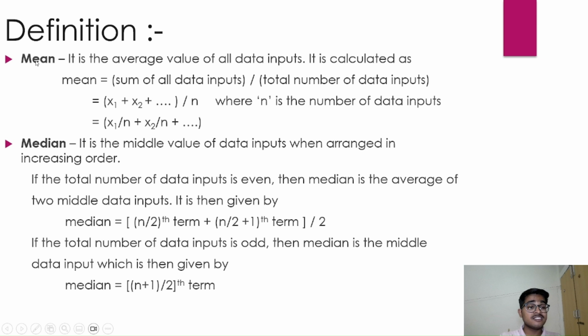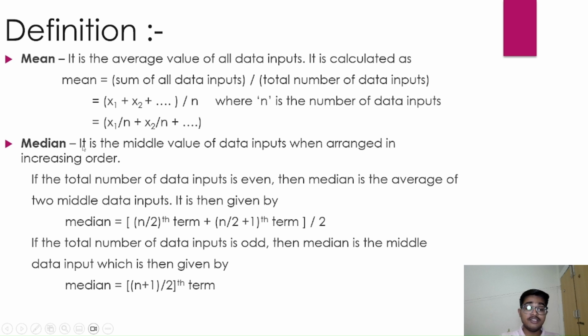So at first, let's recall the definition of mean and median. Mean is the average value of all the data inputs entered by a user. It is calculated as mean equals sum of all data inputs upon total number of data inputs, which is also equal to x1 plus x2 plus dot dot dot up to xn upon n, where n is the number of data inputs and x1, x2, x3 dot dot dot xn are the terms which the user has given. This is also equal to x1 upon n plus x2 upon n plus dot dot dot up to xn upon n. This step I'll be using to find the mean in the upcoming code.